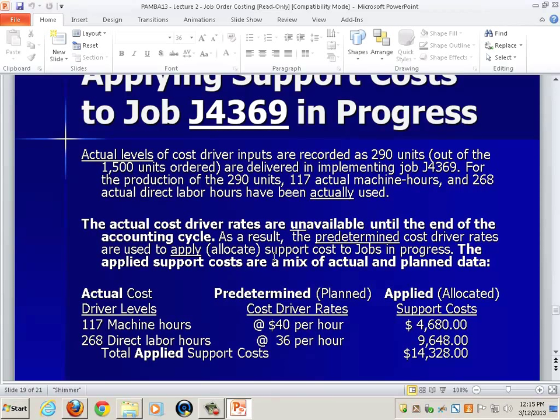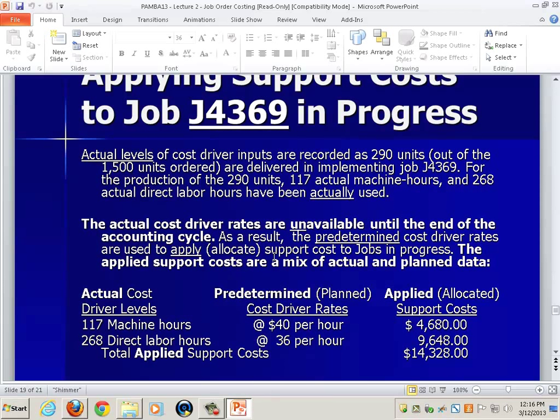Yeah. So why should we wait for the end of the accounting cycle to calculate the actual cost driver rate? Why not only at the middle of time we calculate the actual? You ask why we shouldn't wait? Yeah, why should we wait? Why we shouldn't wait? Because if we wait, we may not be able to take timely action to rectify situations which get out of control.